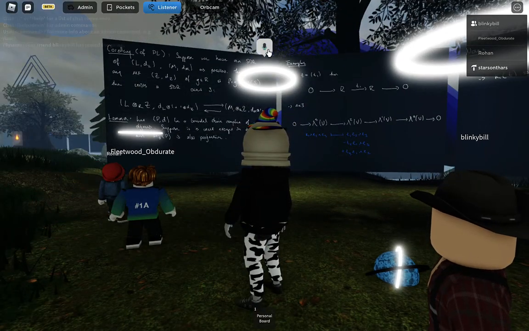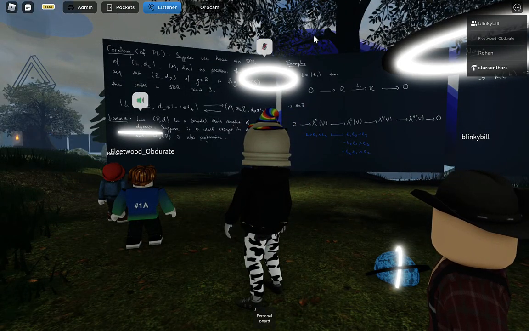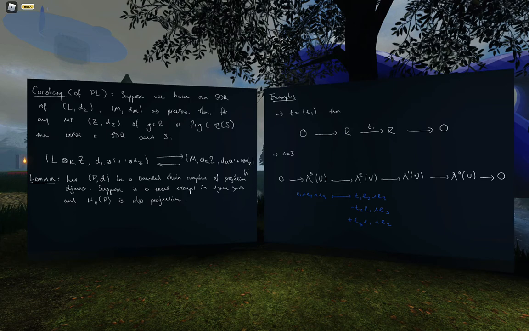Can you remind me what bounded means? Is it eventually zero? Yeah, bounded is an eventually zero complex in both directions. So we have a whole bunch of zeros out to the left and a whole bunch of zeros out to the right.